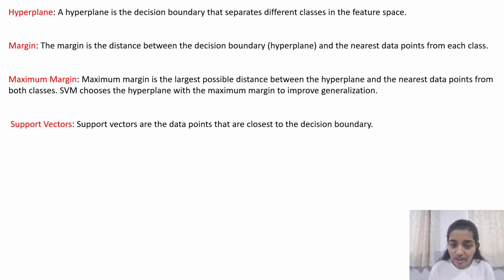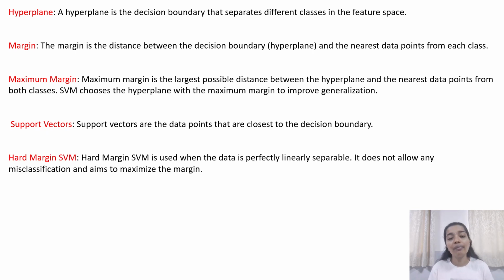Then we have support vectors. Support vectors are the data points. As I was saying, we need to maximize the distance between the nearest data points and the hyperplane. So the nearest data points are support vectors. The nearest data points from each class, we call them support vectors.